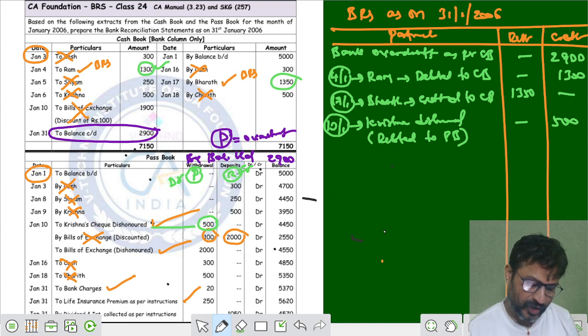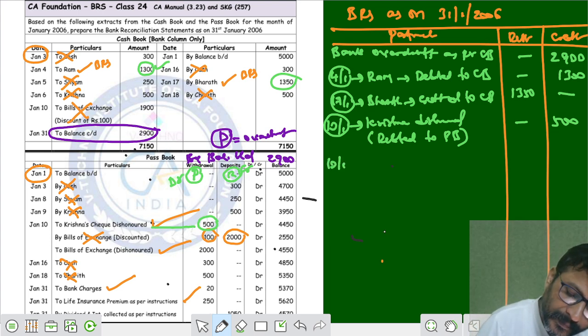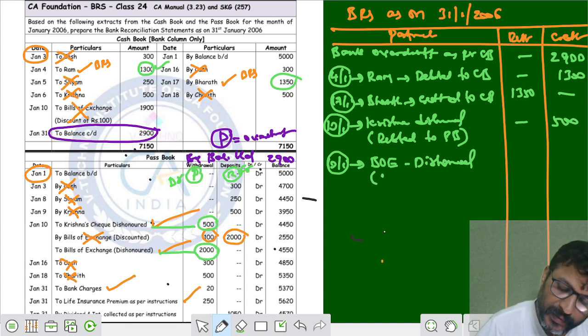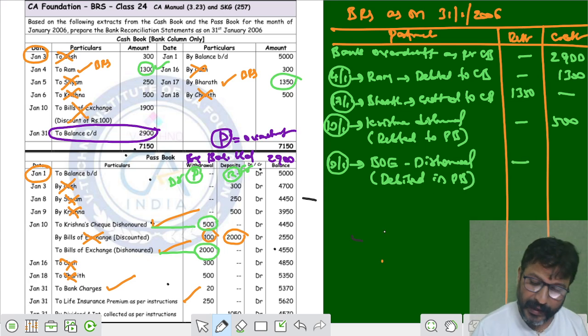Bills of exchange dishonored. On what date? Again on 10th January. Bills of exchange dishonored. Taken where? It is debited in the passbook. Now tell me where I should take it. I am supposed to take it on the credit side. Got it? Next. Cash ignore, Charit ignore, bank charges.